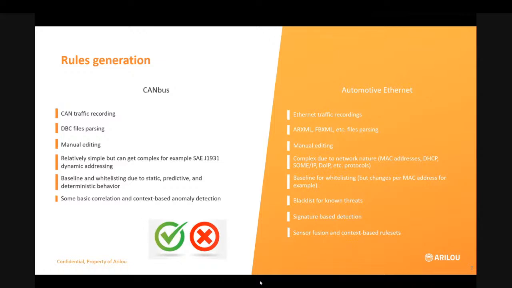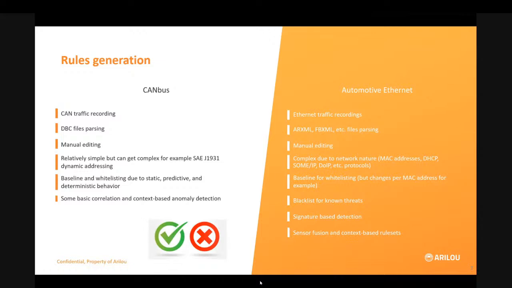In CANbus, there are nearly no signature-based attacks, only denial of service, which is just a plain flood attack. In automotive Ethernet, we can do a lot of sensor fusion and context-based rule sets, so we can do quite a lot of things in the Ethernet.